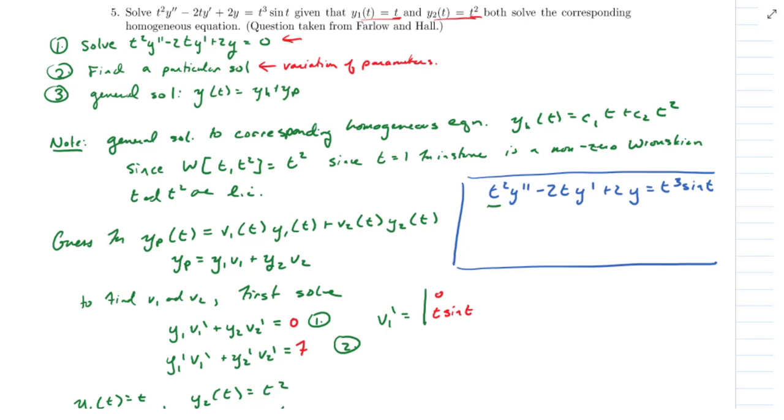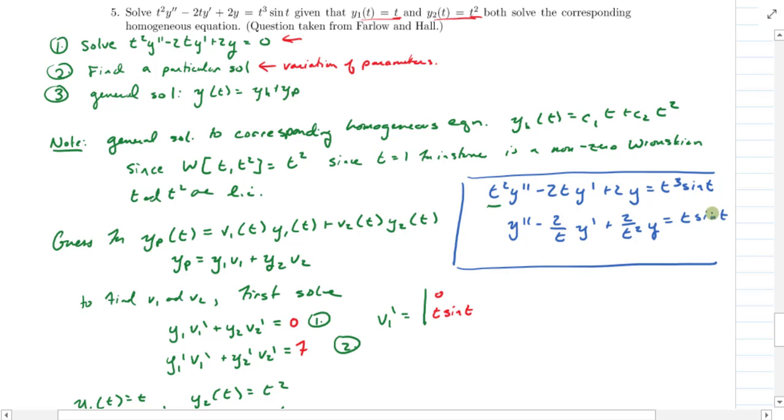So what I need to do, like I said in our notes at the beginning of this video, is divide everything through by the function in front of the y double prime term. So this gives me y double prime minus 2 over t y prime plus 2 over t squared y is equal to t sine of t. And here, because I'm dividing by t squared, that's assuming t does not equal 0. So any solution I find has to have an interval that doesn't contain 0 in it.